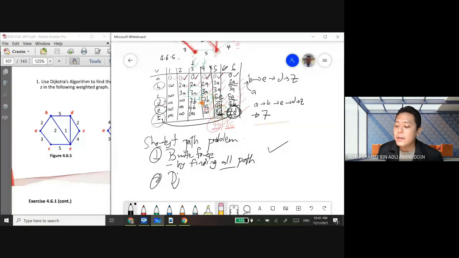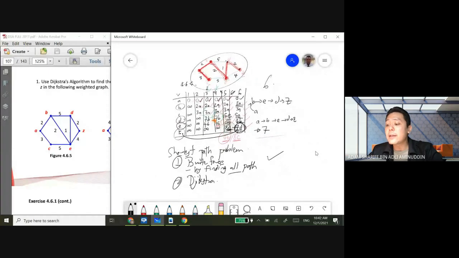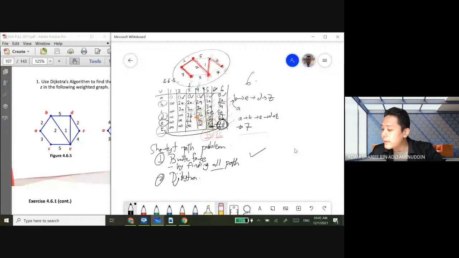And the second that you learn is Dijkstra, which is faster than brute force, obviously, because it does not consider every path, but it might compromise the accuracy of the solution. And this is only for a small number of nodes. Kita ada 6. I also mentioned that in real world applications, there are thousands or even millions of nodes which force us not to use brute force, we go for Dijkstra.